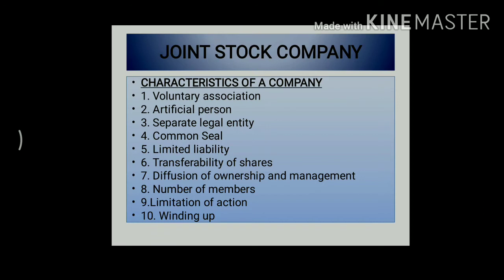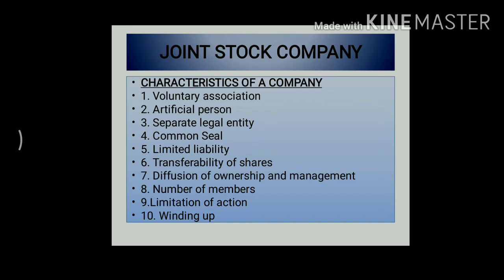The first characteristic of the company is it's a voluntary association. When I'm saying voluntary association, it means willingness. There is no force from anyone. So a company is a voluntary association of two or more, means a minimum of two people are required to start up the company. They all come together freely and willingly to form a company. Even a single person company can also be there in certain cases as per the Companies Act 2013.